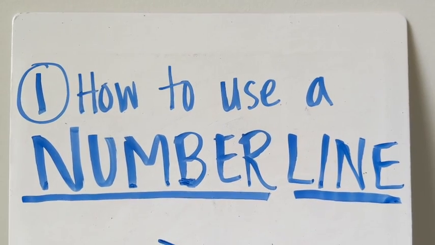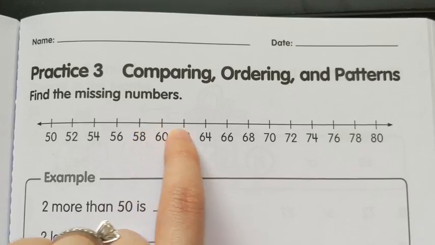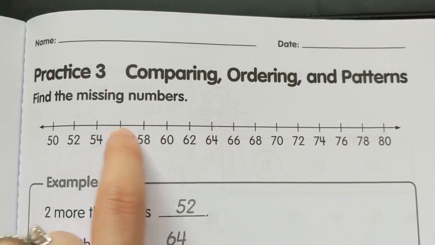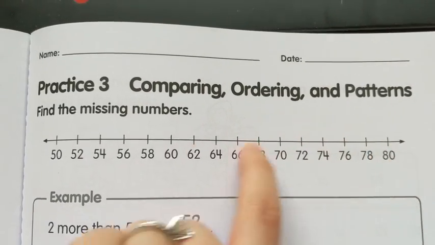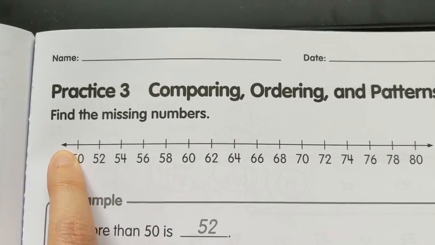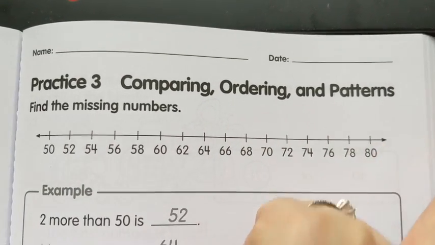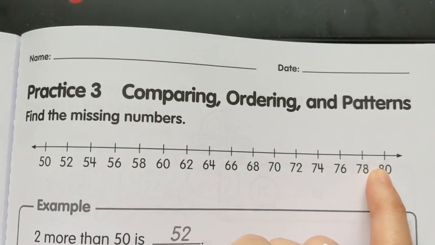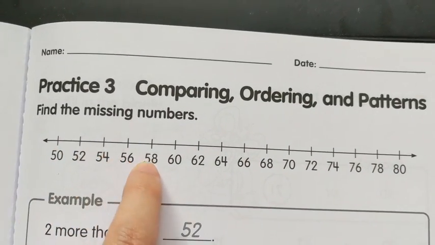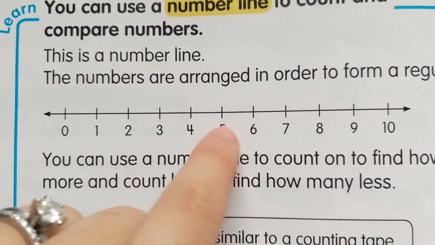Let's go to number 1, how to use a number line. This right here is a number line. This particular number line starts at 50 and ends at 80, but as you can see, there's an arrow right here. It keeps going, and that side keeps going as well. So we're just using this one because I think the problems on this page have to do with numbers from 50 to 80.